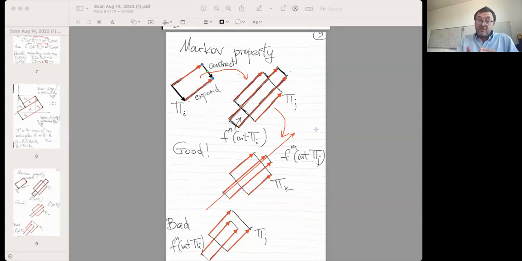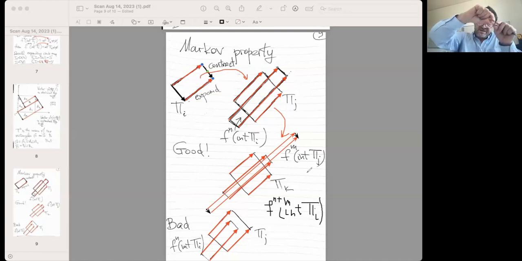It should be more narrow in the black direction and much longer in the red direction. Let me complete the picture and hopefully you will see what I'm saying. So this is the image of f to the N plus M of the interior of pi I. Why? Because I should be stretching along the red direction and contracting along the black direction. And what you see in the intersection is that you're also cutting all the way through.